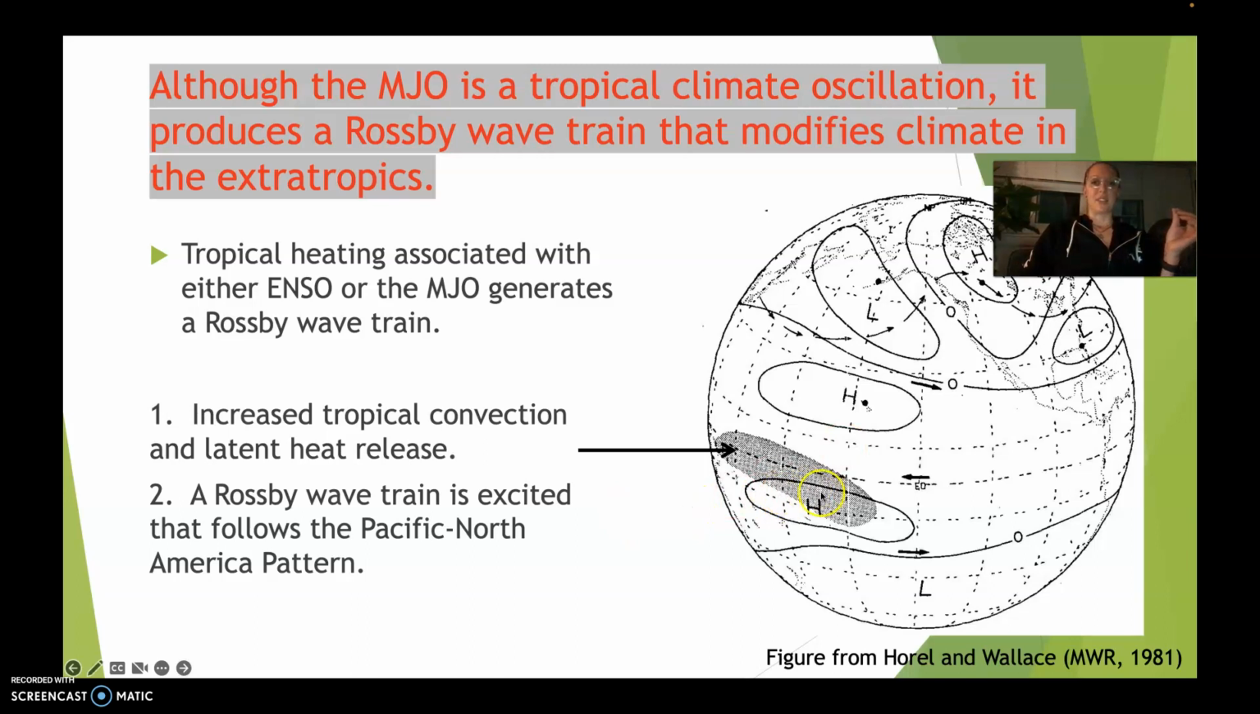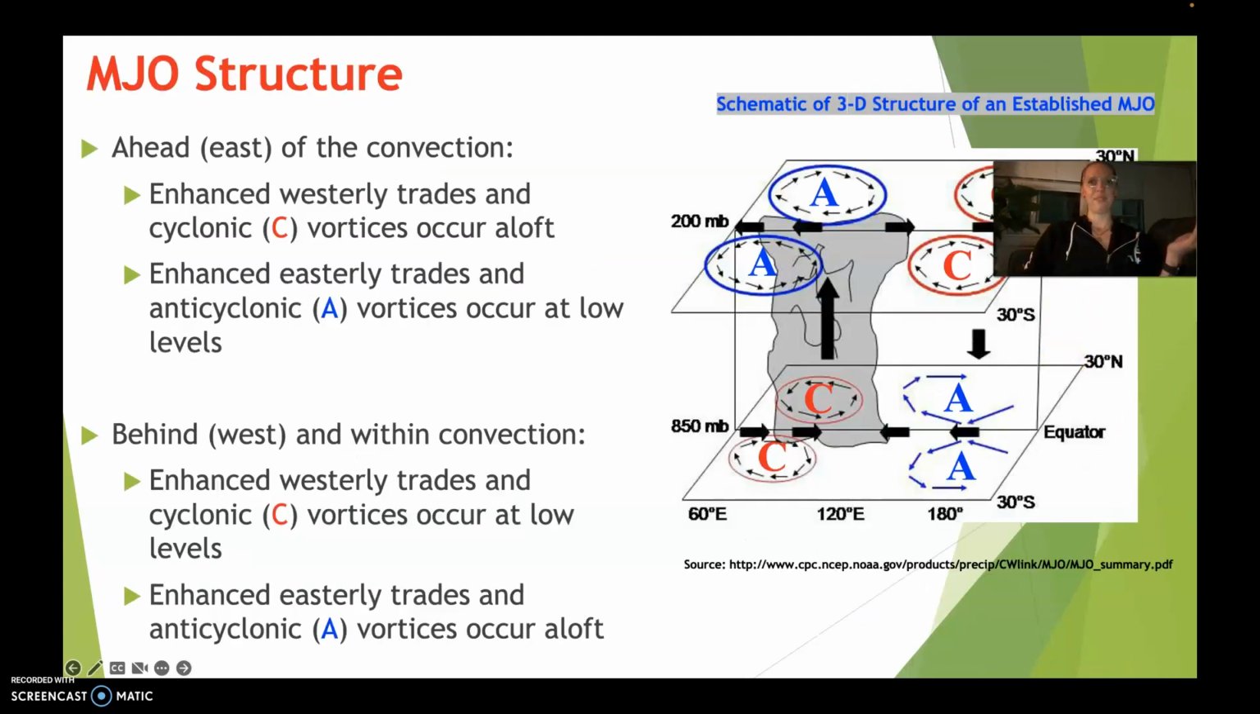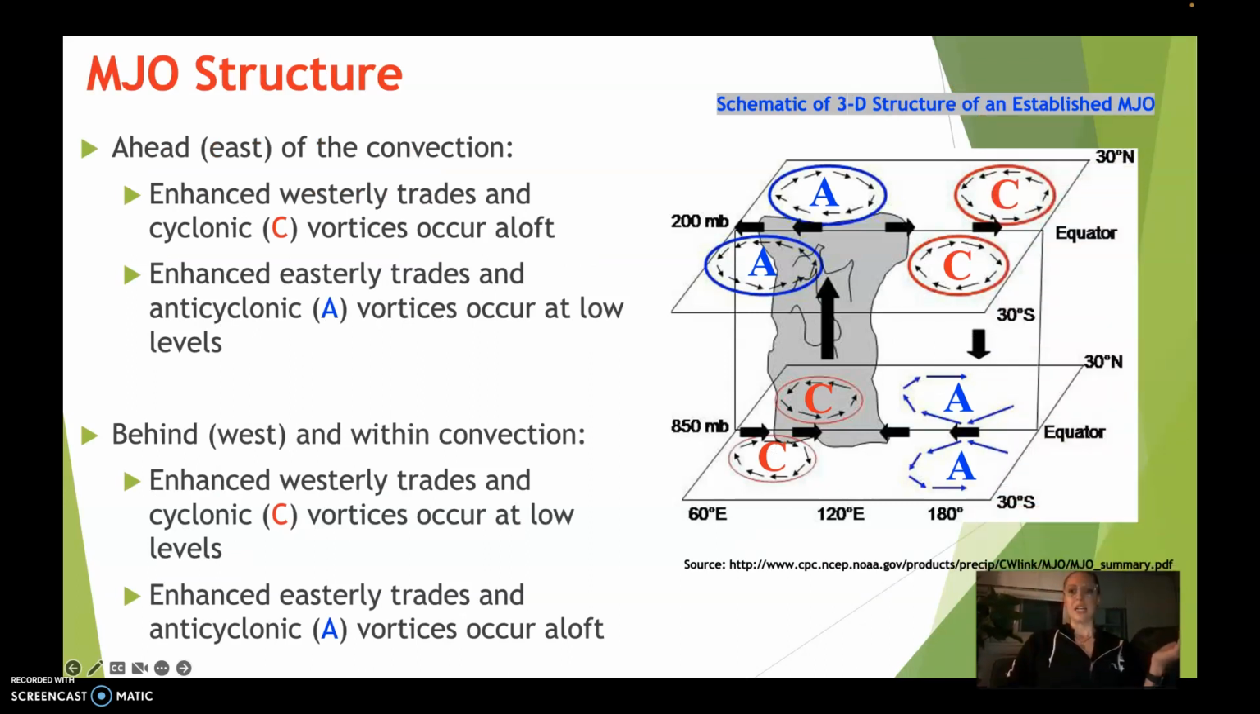And so this thunderstorm activity excites a wave train that then follows all the way up into the Pacific North America pattern. It's really freaking cool. And we've known about this since 1981. It's the coolest thing.